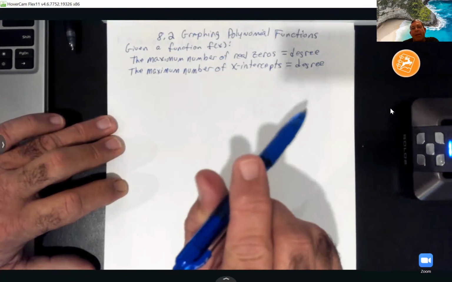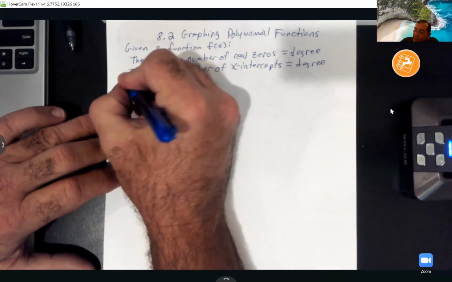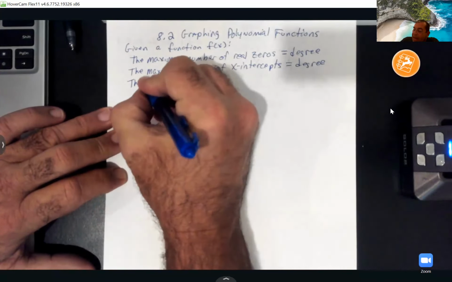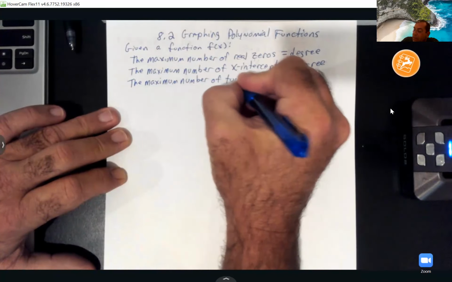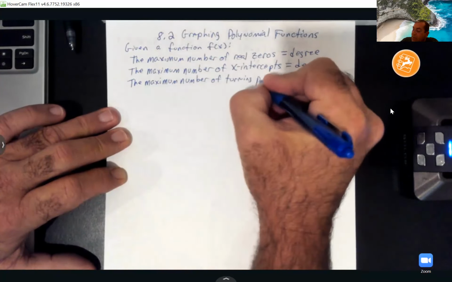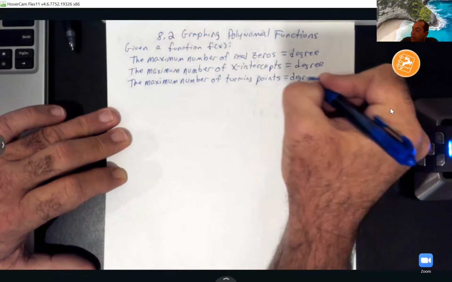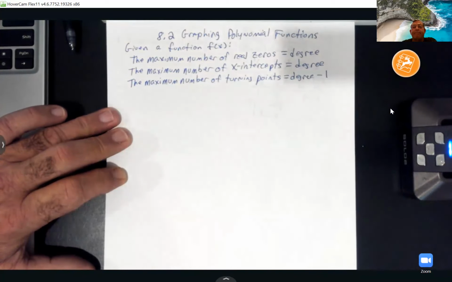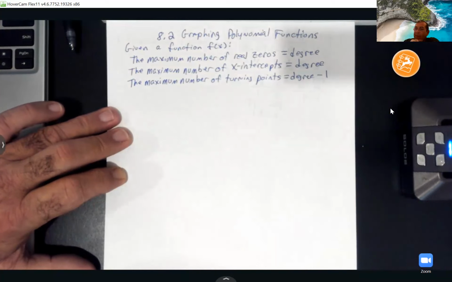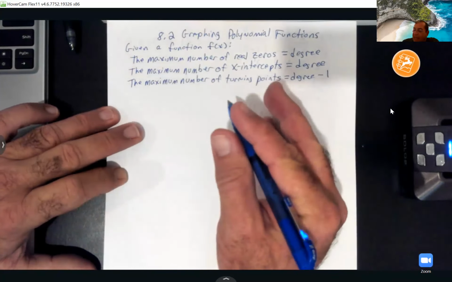So the one that's going to be different is the maximum number of turning points. The maximum number of turning points equals the degree minus 1. Okay, so let me show you some examples here.